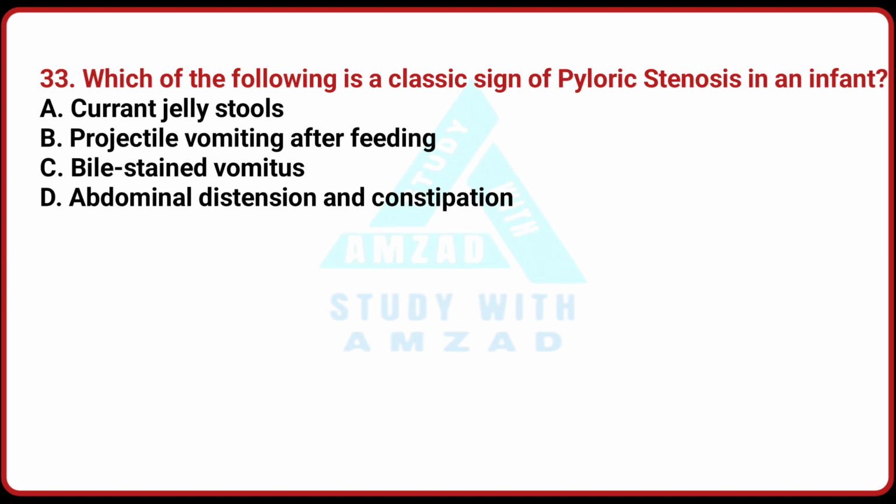Next question. Which of the following is a classic sign of pyloric stenosis in an infant? Option A, currant jelly stool; option B, projectile vomiting after feeding; option C, bile-stained vomitus; option D, abdominal distension and constipation.